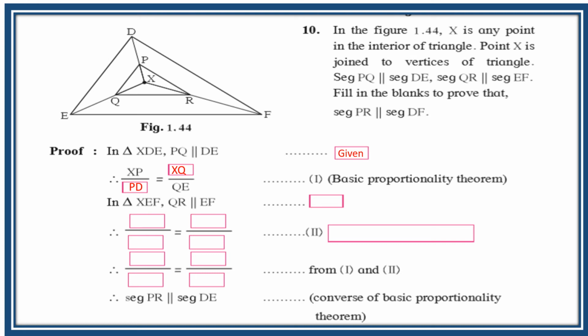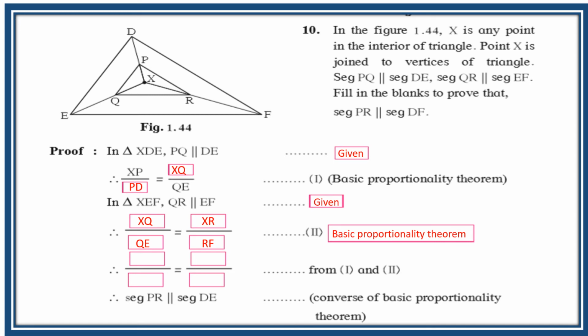Reason will be given. Now you can see four boxes. They are in the form of ratios. Which ratios will be equal if in triangle XEF, QR is parallel to EF? Yes, XQ upon QE is equal to XR upon RF, and the reason for this will be the basic proportionality theorem.